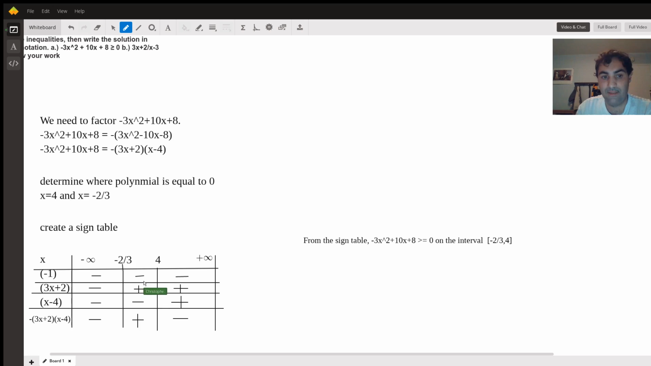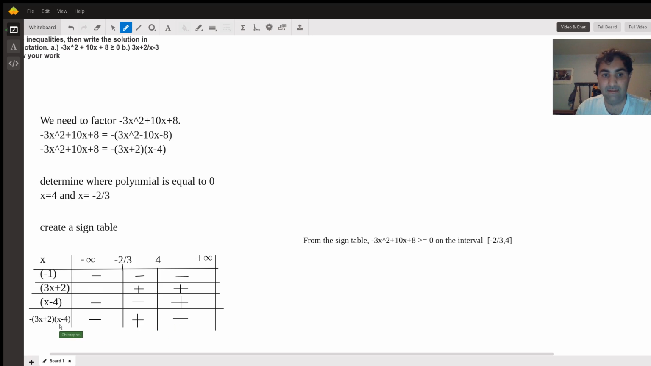In this interval, negative times a positive is a negative, and a negative times a negative is a positive. So we get a positive right here. And then finally, we have negative times a positive, which is negative, and a negative times a positive is negative. So we end up with this sign chart here.